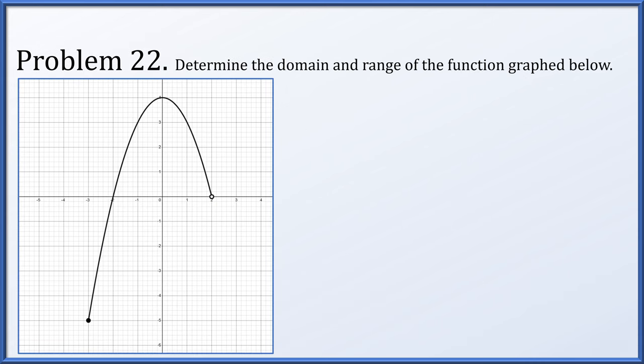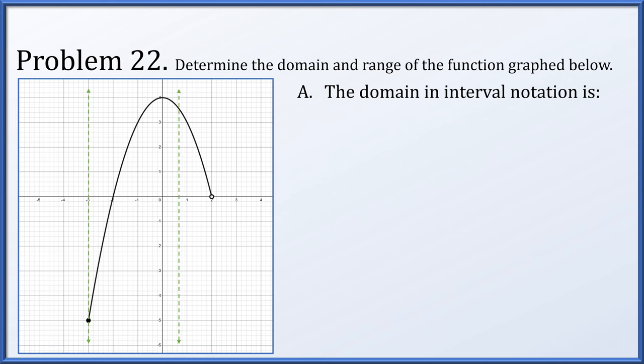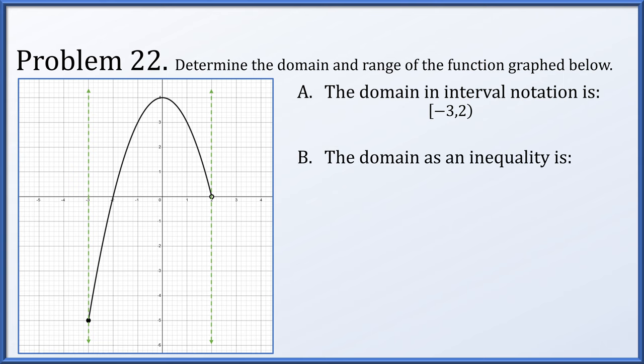Next up, find the domain and range of the function graph below. Observe that on the left we have a filled in dot and on the right we have an open dot. So the domain we would find by looking at x coordinates, and we include this x equals minus 3 at the left. And I ask, how far can I slide to the right until x equals 2? But that's not going to be included. So everything from negative 3 to 2, including the left, but not the right. If I want to present this as an inequality, we're looking for negative 3 to be less than or possibly equal to x, but x should be strictly less than 2.